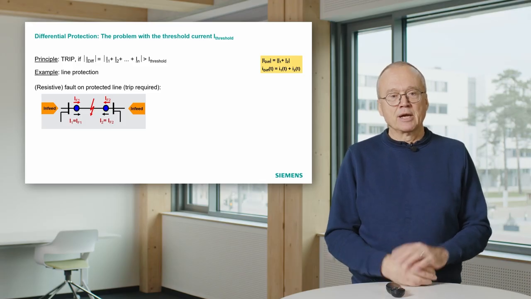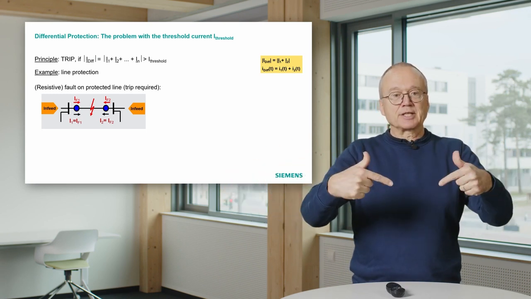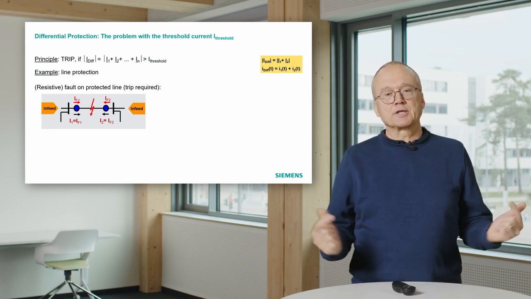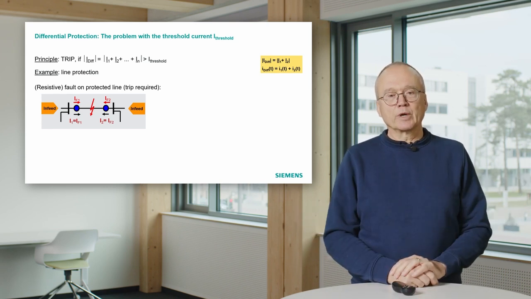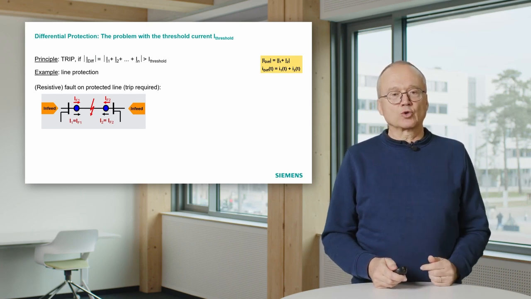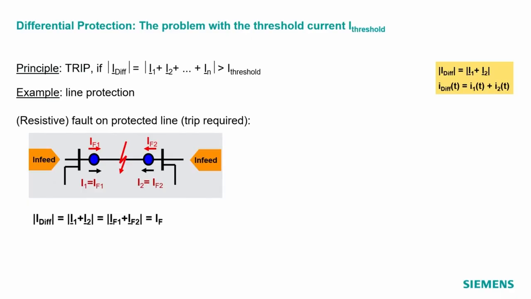So what happens? We measure the currents at 2 ends of the line. Short circuit currents come from both sides. That means both current transformers measure a certain current flowing into the line, fault current 1 on the left side, fault current 2 on the right side. And from that we calculate the differential current. We assume they are in phase, so we can just simply sum up the two currents. That means the differential current in this case is equal to the fault current.